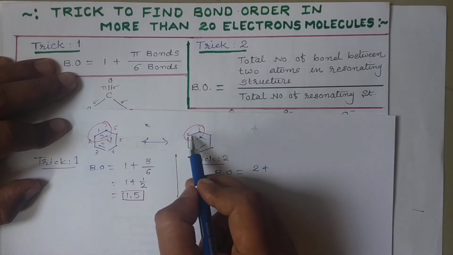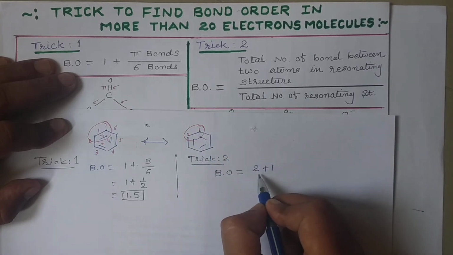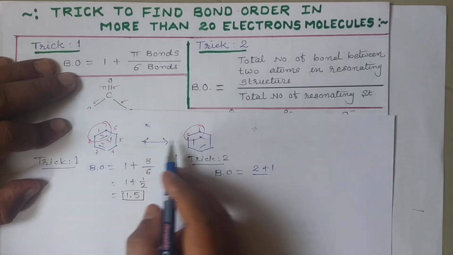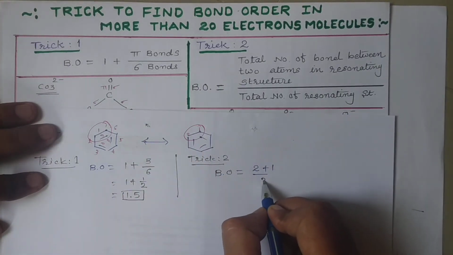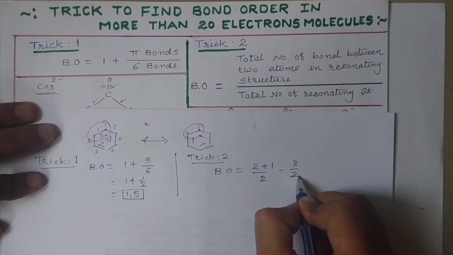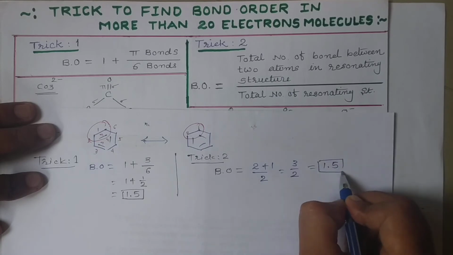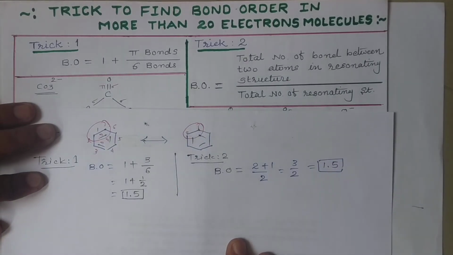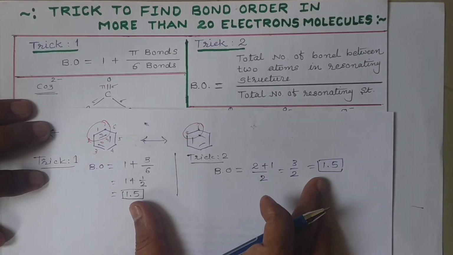Now if we observe this resonating structure, what happened? The bond between these two atoms, first and second, only 1 is there. So 2 plus 1 upon the total number of resonating structures of benzene, that is 2. So 2 plus 1 by 2 is equal to 3 by 2, which is 1.5. So the answer here is 1.5. Both answers are the same, so by using both tricks we find the bond order.